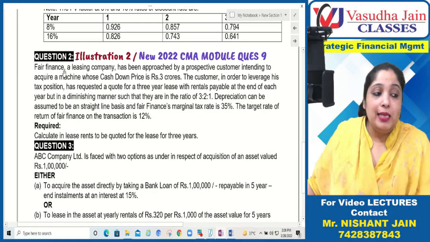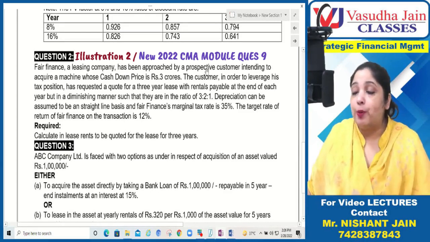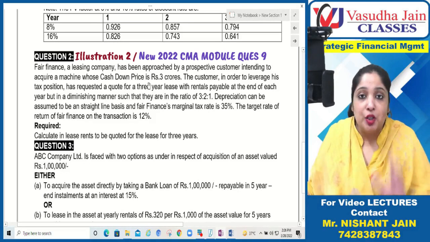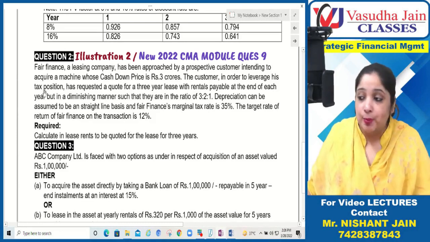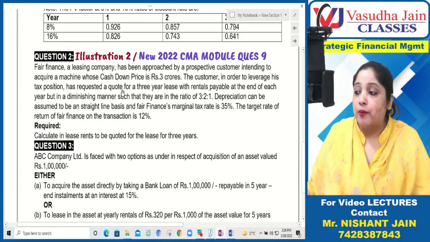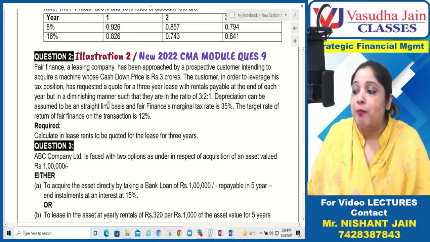Fair Finance, a leasing company, means lessor, has been approached by a prospective customer intending to acquire a machine whose cash down price is 3 crores. Basically, a customer has come to a leasing company. He wants to have a machine on lease. This machine's purchase price is 3 crore rupees. The customer, in order to leverage his tax position, has requested a quote for 3 years lease with lease rentals at the end of each year, but in a diminishing manner such that they are in the ratio of 3:2:1.